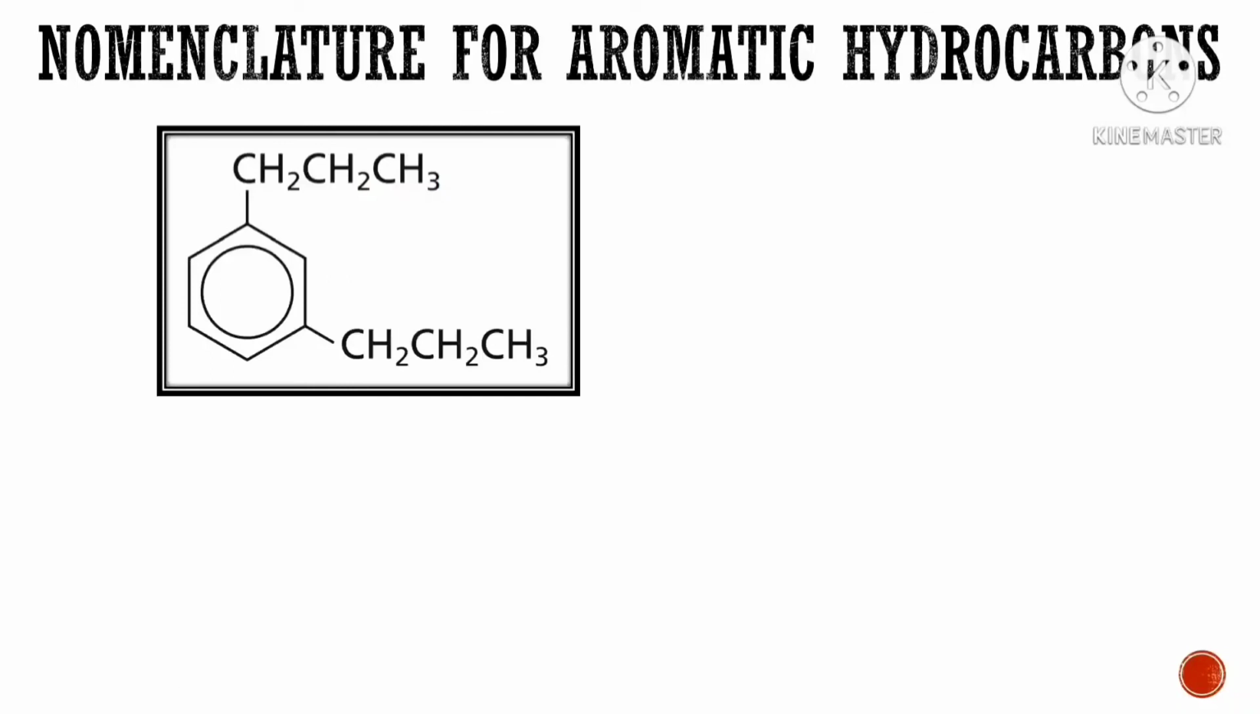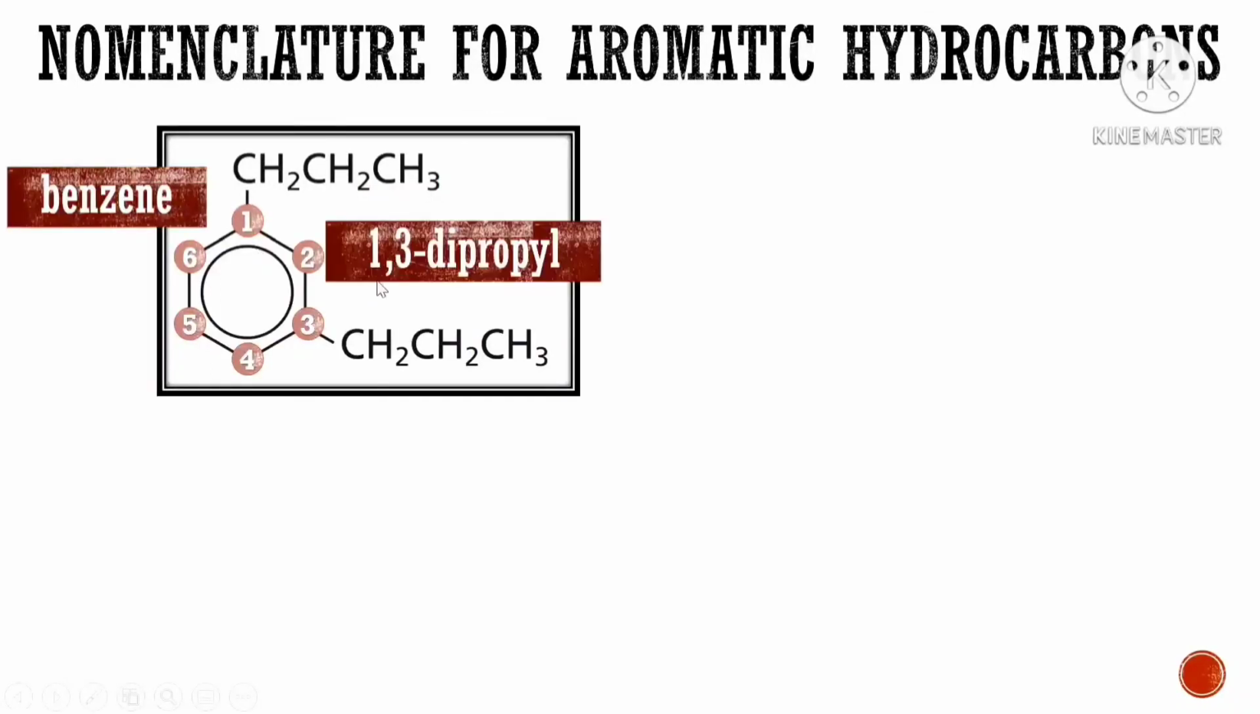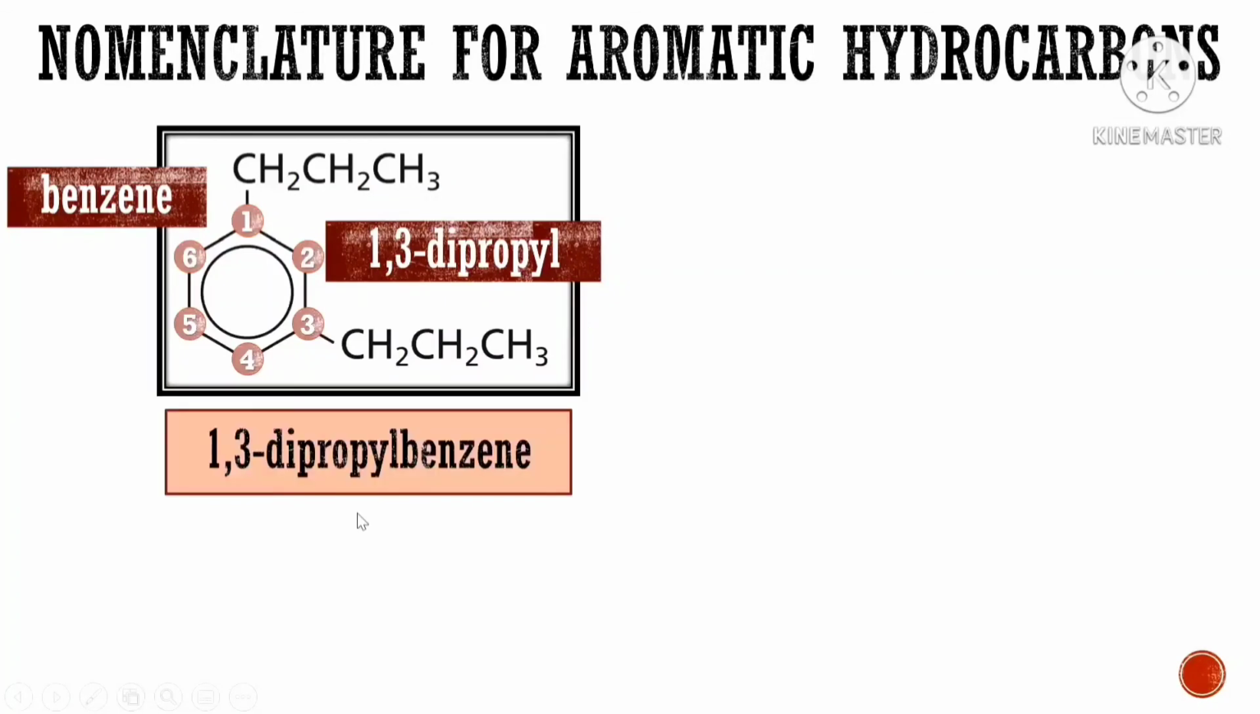For this molecule, we start numbering from here. We have 2 propyl groups attached to carbon number 1 and carbon number 3, so we write 1,3-dipropyl, and the name would be 1,3-dipropylbenzene.